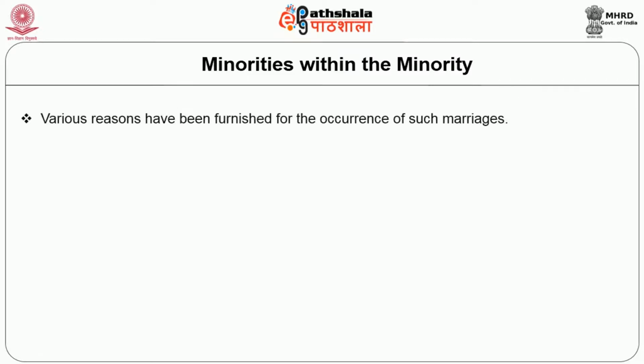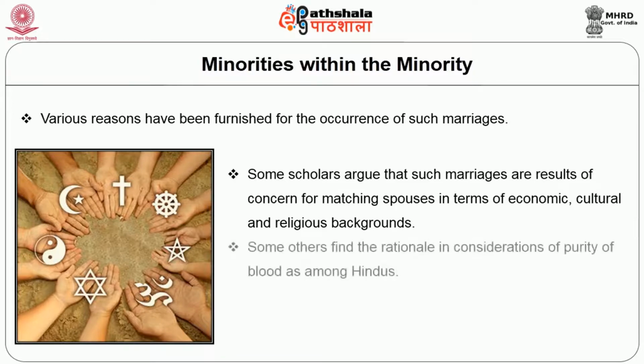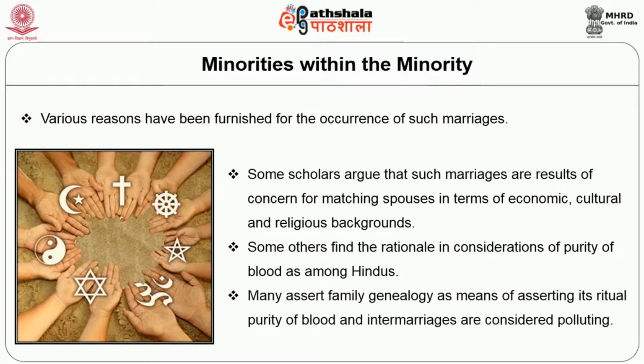Various reasons have been furnished for the occurrence of such marriages. Some scholars argue that such marriages are results of concern for matching spouses in terms of economic, cultural, or religious backgrounds. Some others find the rationale in considerations of purity of blood, as among the Hindus. Many assert family genealogy as a means of asserting ritual purity of blood, and intermarriages are considered polluting.